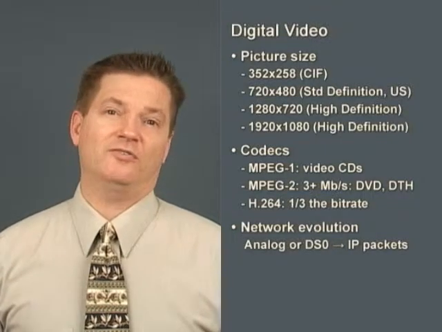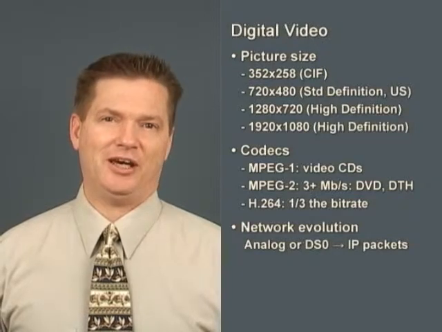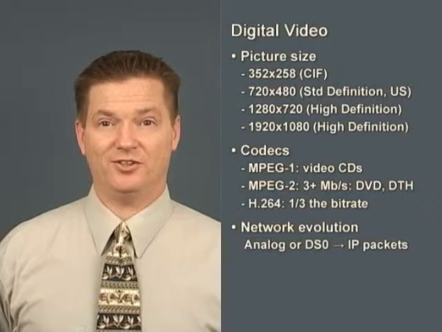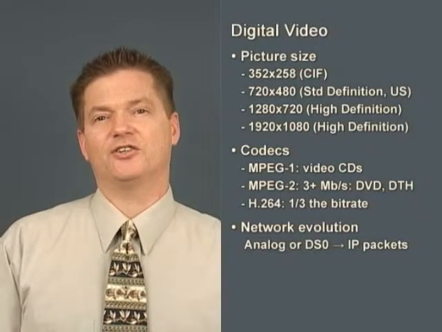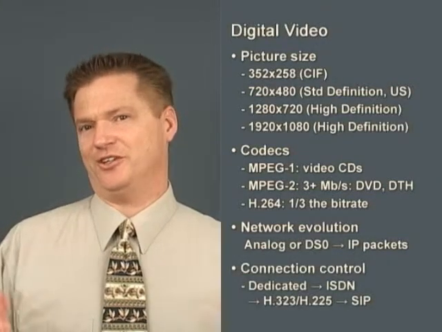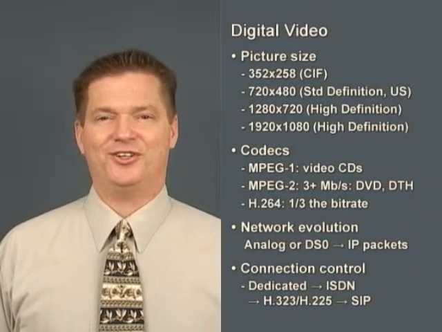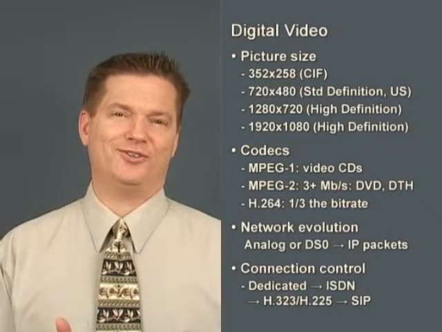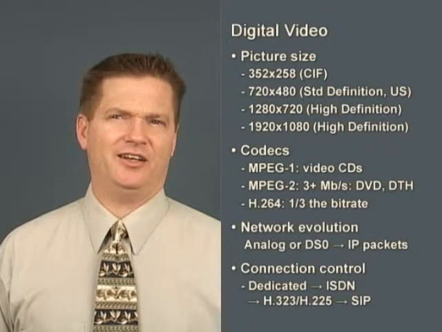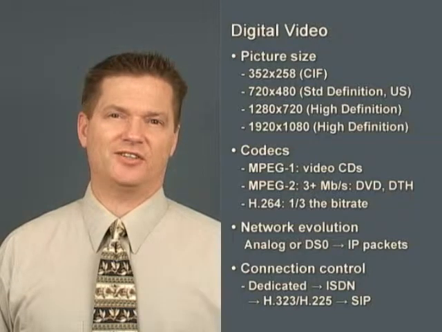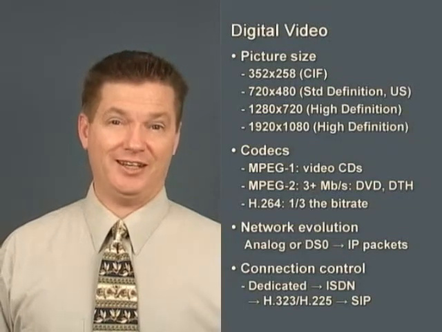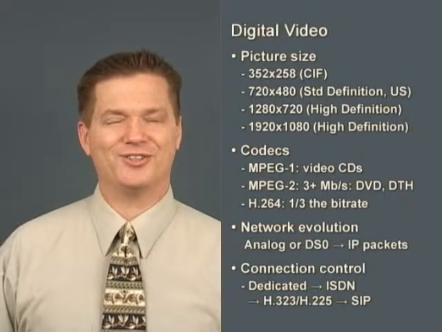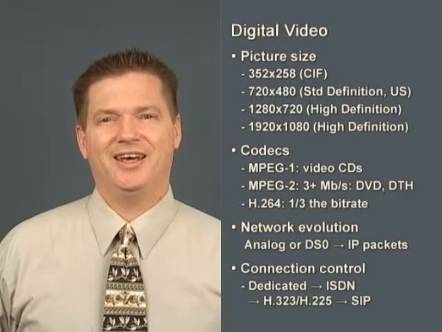We're going to be moving, of course, to IP packets, and all video will be carried in IP in the not too distant future. For connection control, there's been quite an evolution, and it's not over yet. Originally, you had to have dedicated lines. Then, of course, we moved to ISDN, and a lot of systems use 6 channels. 6 times 64 is 384 kilobits per second. So you could have a picture-tell video conferencing system between your buildings.